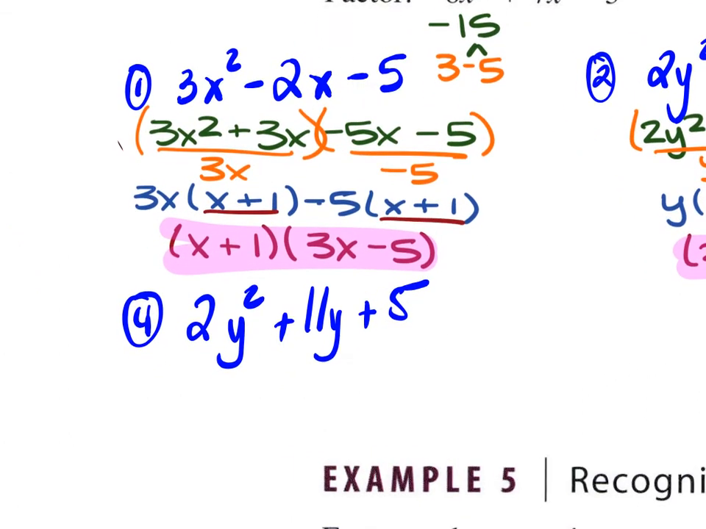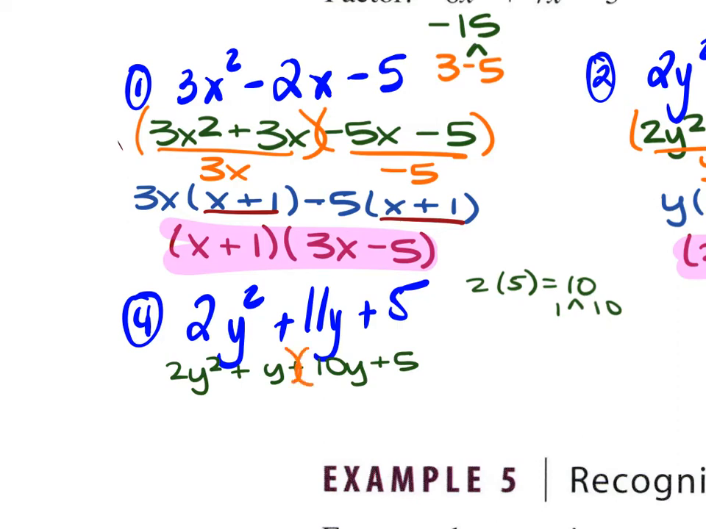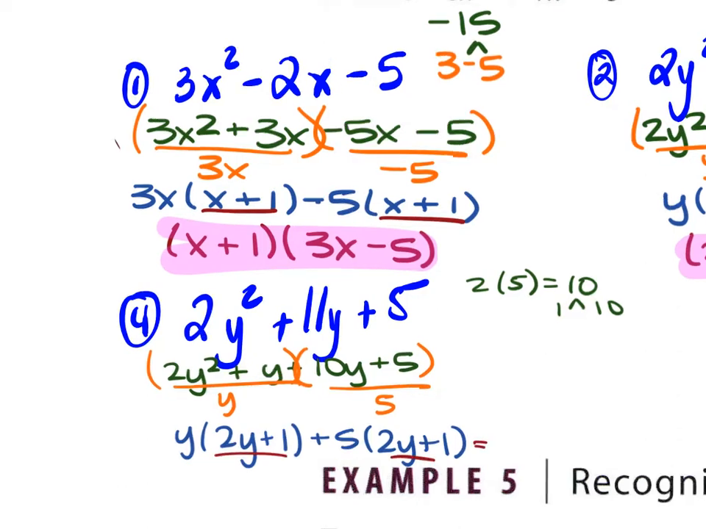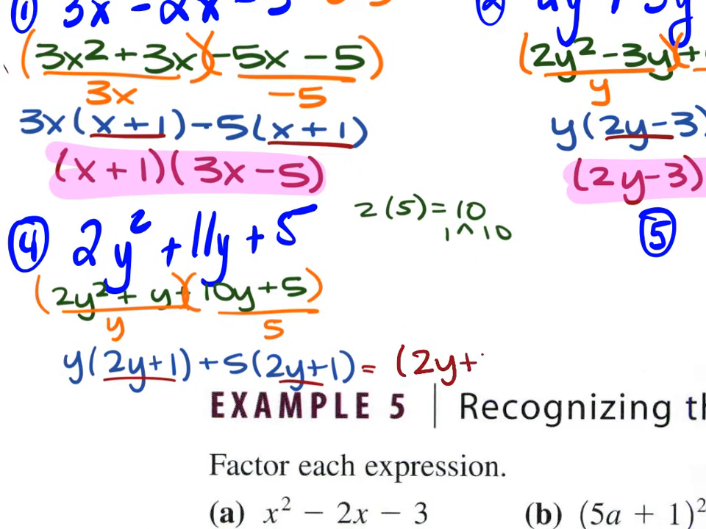For number 4, we have 2y squared plus 11y plus 5. So that 2 times 5 gives us 10. Your factors of 10 that add up to be 11 are 1 and 10. So this turns into 2y squared plus y plus 10y plus 5. So group the first two and the last two. Factor out the greatest common factor of both. This is going to leave us with y times (2y plus 1) plus 5 times (2y plus 1). Two parentheses are the same, so this turns into (2y plus 1)(y plus 5).